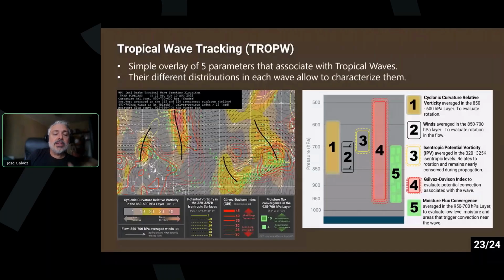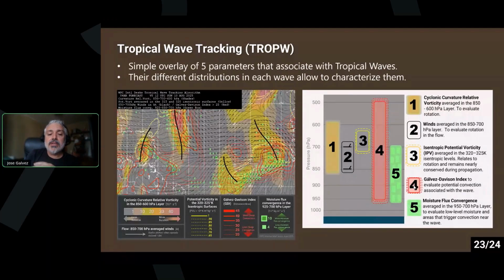This is the last one that I wanted to show, the tropical wave tracking algorithm. And what this uses, this is just an overlay of 5 different parameters. It's not an algorithm. It's not like a cooking recipe, right? That you put a pinch of this and a little bit of that, like the GDI, for example. The GDI is kind of a cooking recipe. You calculate different things. This is just an overlay of parameters.